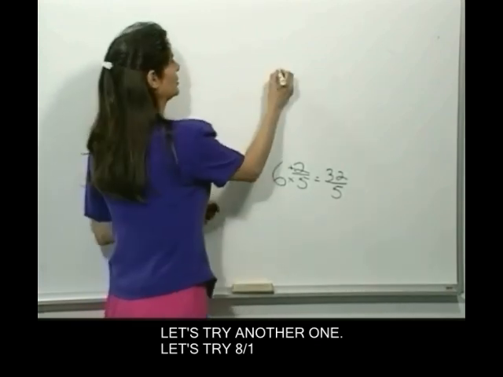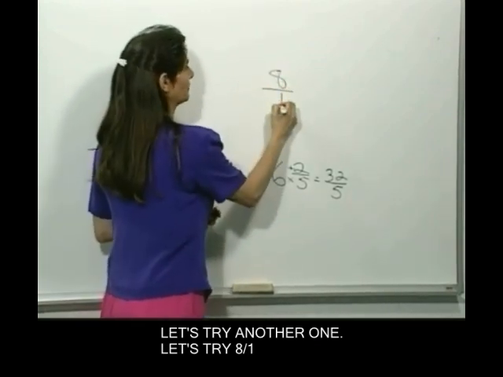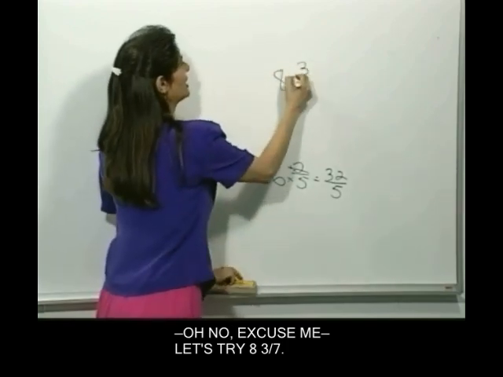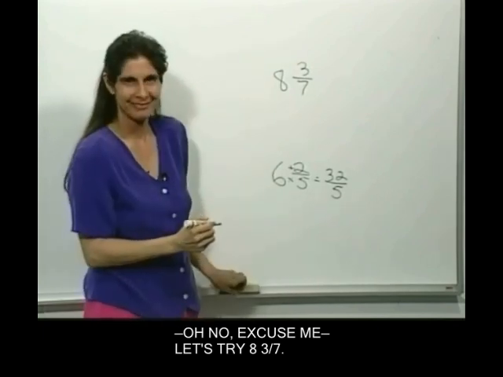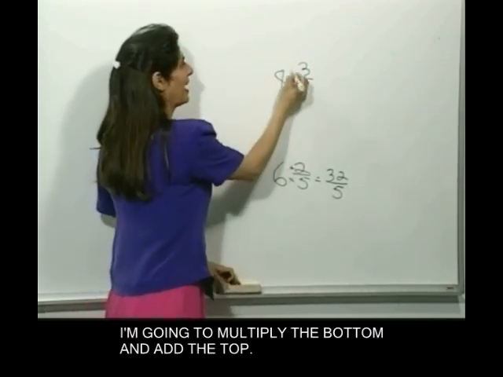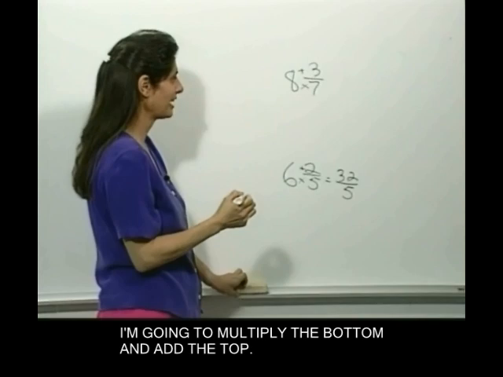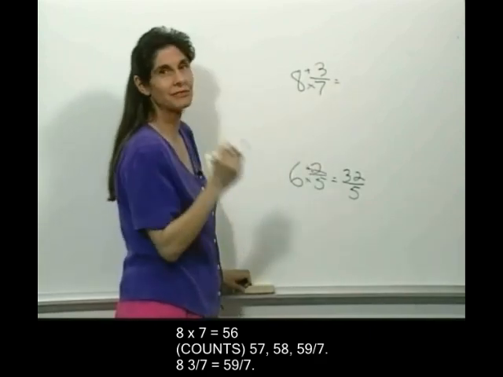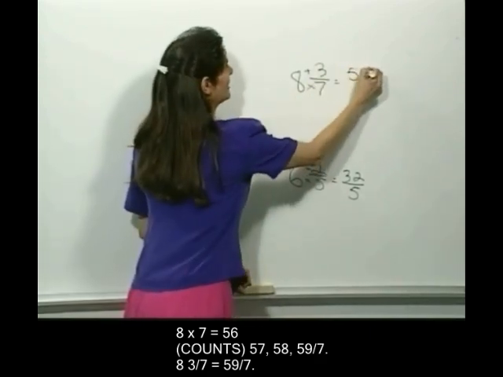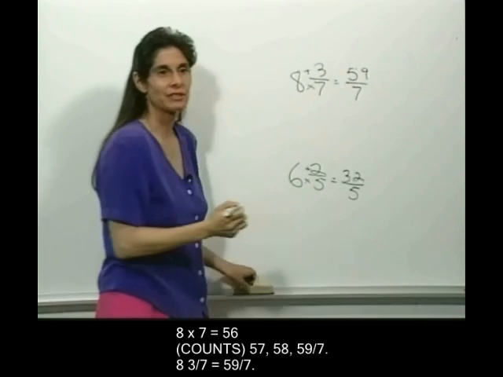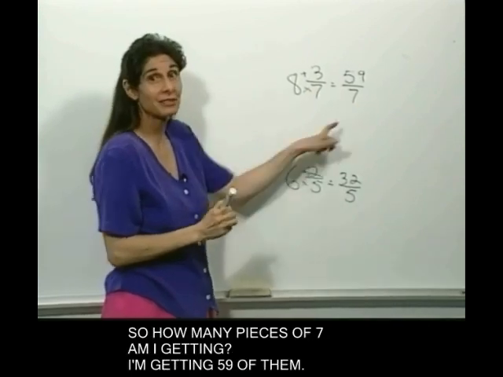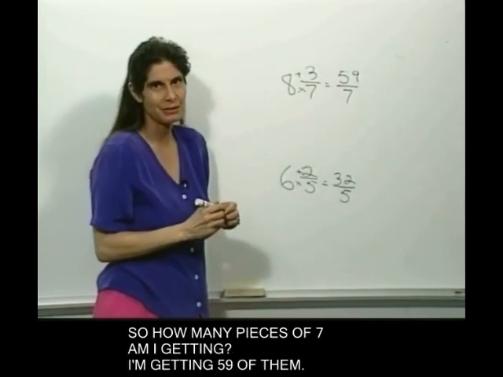Let's try another one. Let's try 8 and 3/7. I'm going to multiply the bottom and add the top. 8 times 7 is 56, 57, 58, 59 sevenths. 8 and 3/7 is 59 sevenths. So how many pieces of 7 am I getting? I'm getting 59 of them.